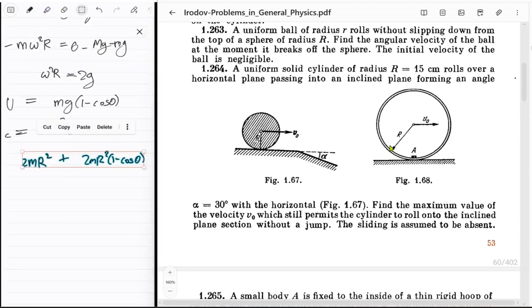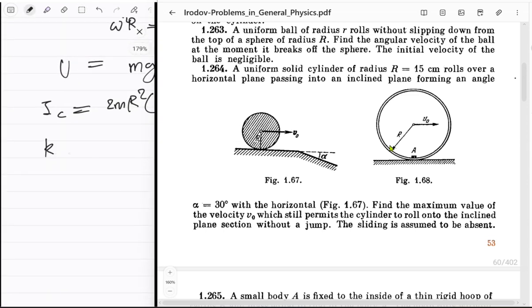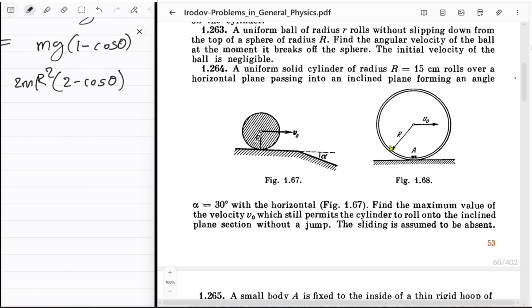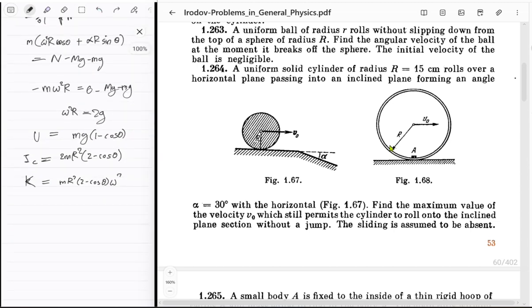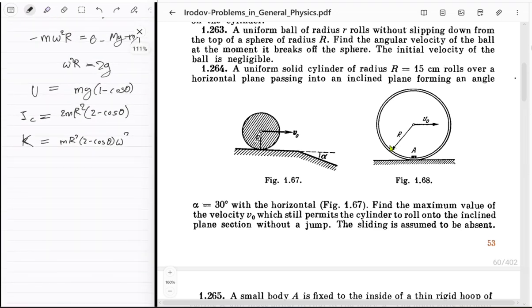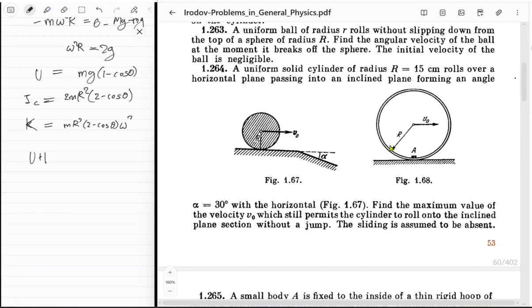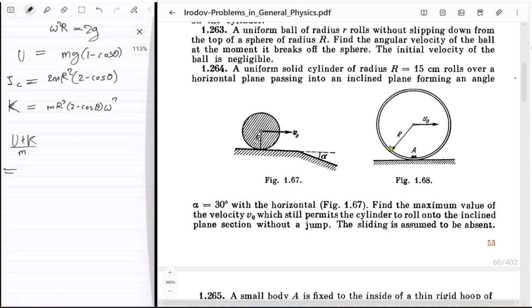So the actual kinetic energy will just be half I omega squared. So mR squared times 2 minus cosine theta times omega squared. Remember, omega is a function of theta, so this complete thing is changing as a function of theta, right? Okay. So energy conservation, kinetic plus potential energy. Let's just take that m out. So U plus K upon m is going to be g times 1 minus cosine theta plus omega squared R squared times 2 minus cosine theta.